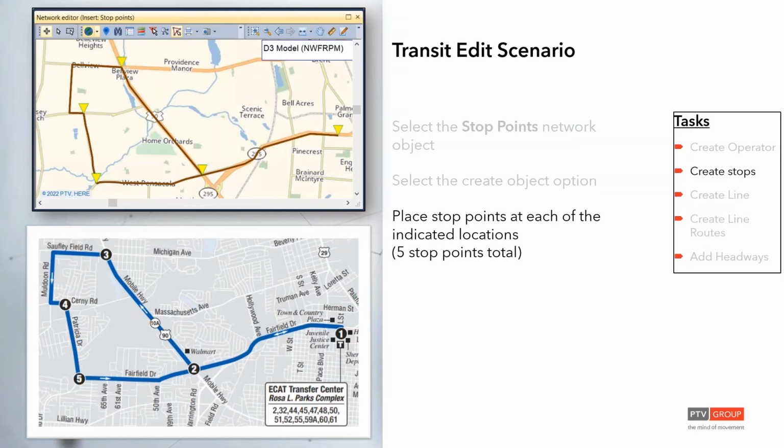All right, once we have our 5 stops in place, again, you could do the route first, but then when you go to add the stops, you'll have to go back and tell the route to service those stops. So by adding the stops first and then doing the route, it'll automatically assign the line route to the stops.